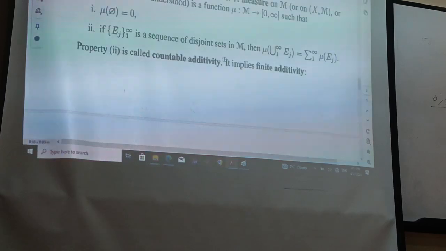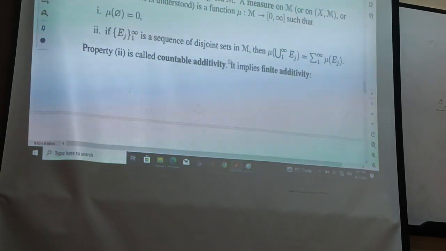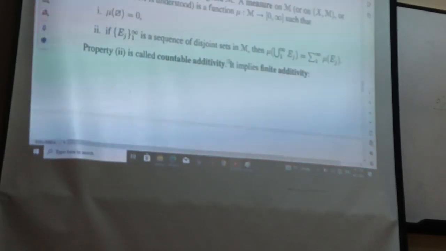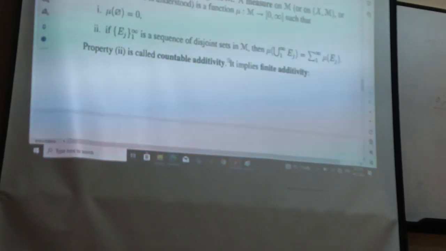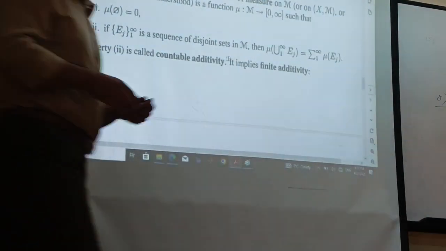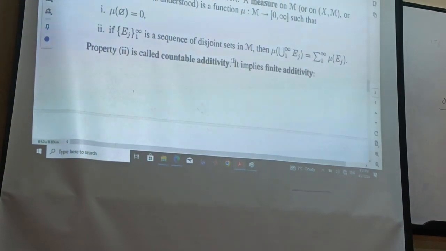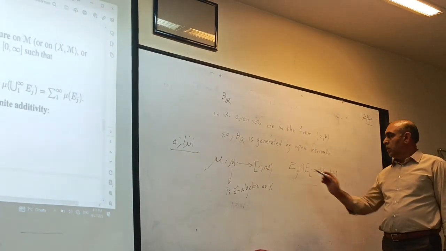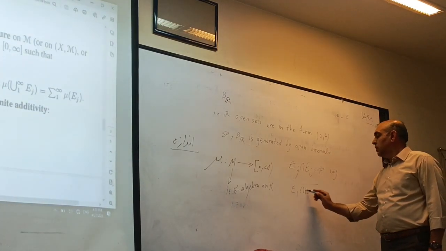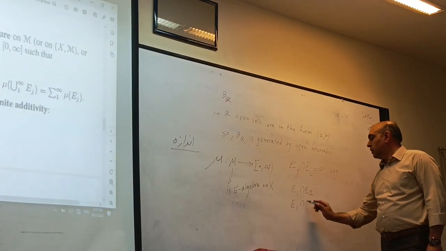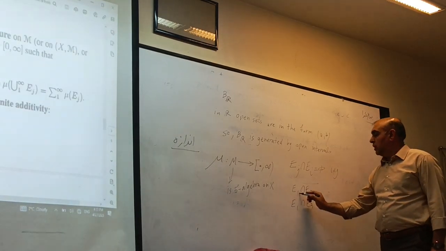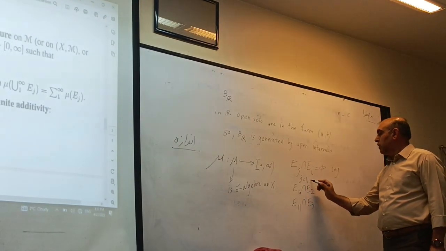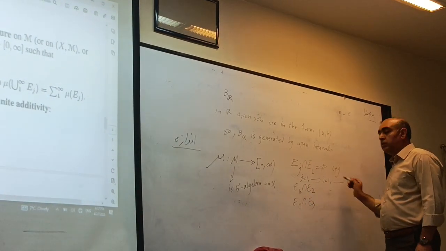Ej intersection Ei equals the empty set, i not equal to j, so Ei and Ej are disjoint. For example, j equals 1, 2, 3, 4 to infinity: E1, E2, E3, E10, E11, j from 1 to infinity, i from 1 to infinity.